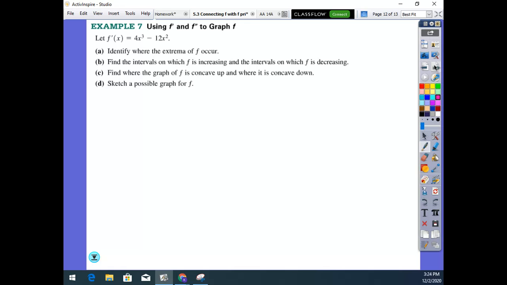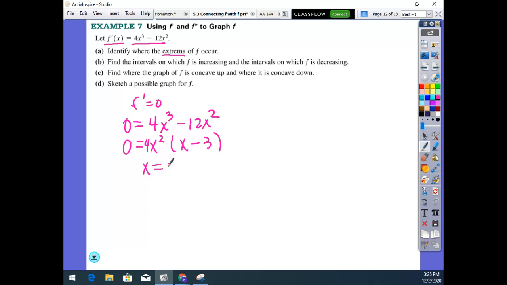Okay, so we're given the first derivative. Identify where the extrema of f occurred. Well, let's think about this. We find extrema where f prime equals 0 or does not exist. Well, this is just a polynomial, so I'm just going to set the derivative equal to 0. Then I have to factor. So I'm going to factor out 4x squared. Then I get x equals 0 and x equals 3.